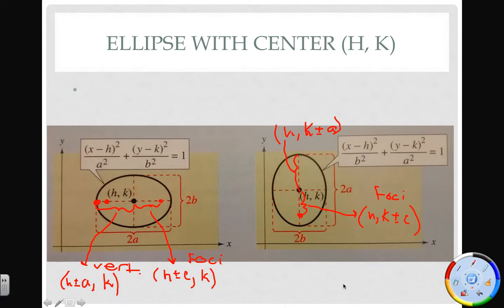All right, so the big important thing is the change in my equations. And obviously this works if the center was (0, 0). We would just go back to the previous lessons. So h is 0, k is 0. We just get the normal equation.